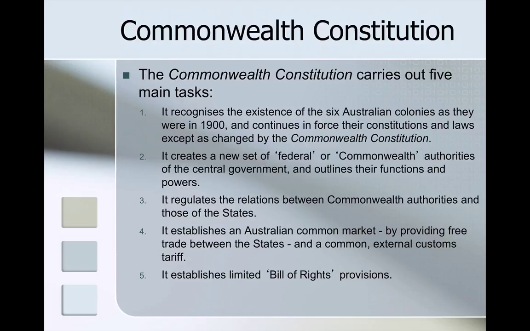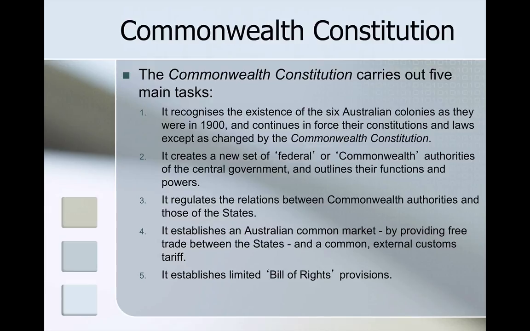Now, the Commonwealth Constitution carries out 5 main tasks. First, it recognises the existence of the 6 Australian colonies as they were in 1900 and continues in force their constitutions and laws except as changed by the Commonwealth Constitution. So what this means is that prior to Federation in 1901, we had the various different 6 Australian colonies that existed. They had various limited forms of self-government. One thing that the Commonwealth Constitution did was to say, look, the 6 colonies are now the 6 states. And the constitutions of those 6 colonies now become the constitutions of those 6 states, except as changed by the Commonwealth Constitution. So that was the first main task that the Commonwealth Constitution had to do.